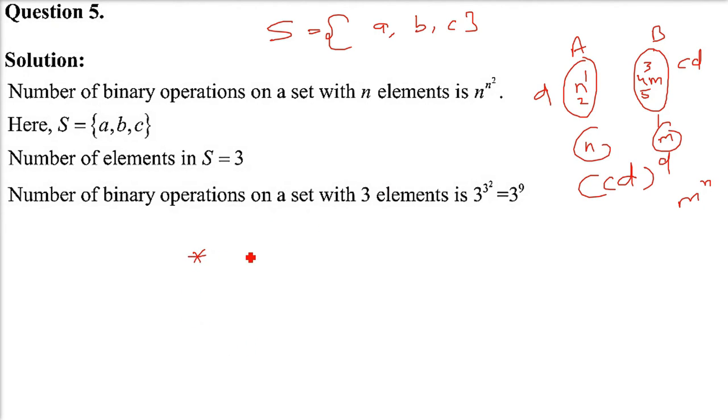Same thing we are going to do here. How do we define a binary operation? Star is defined as A cross A, and this arrow is to A. That is, the first element is taken from the capital set A, and the second is also taken from the capital set A.